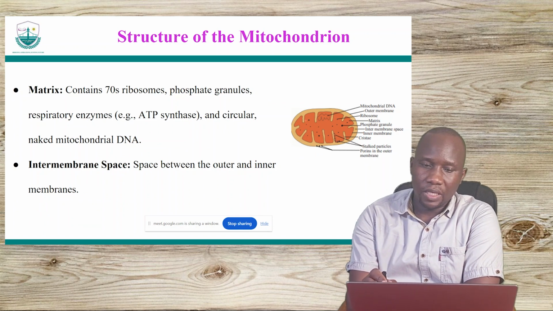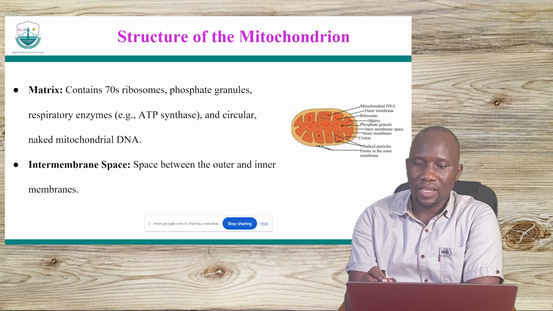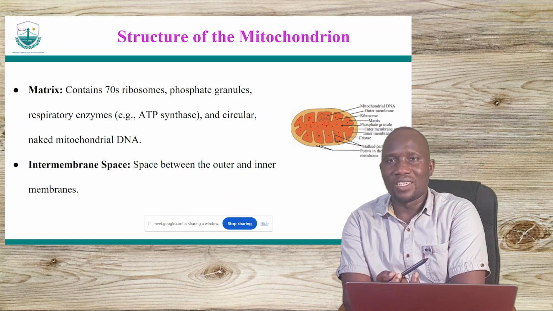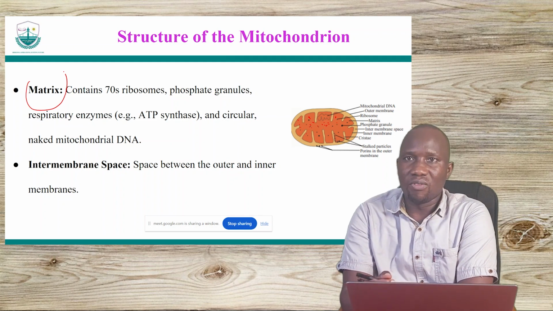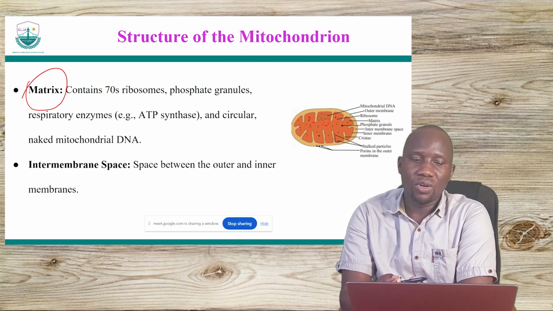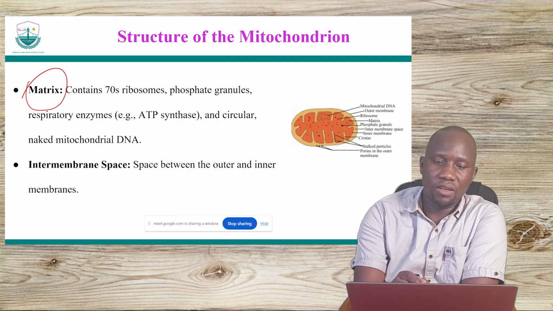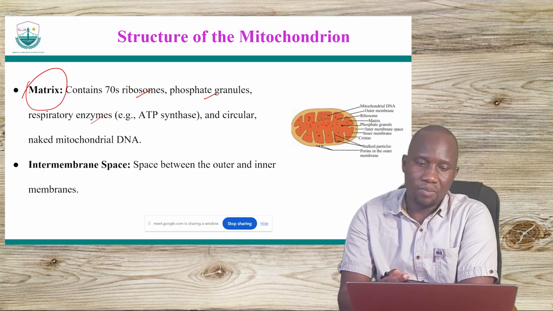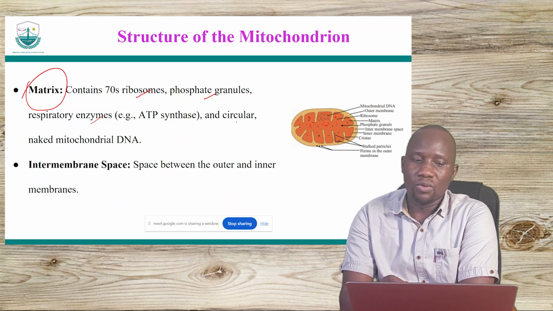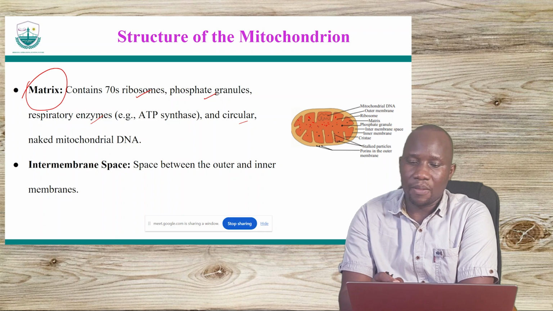Inside, we have this fluid-like substance, like for example what we can term cytoplasm. That's basically called the matrix. It contains a number of things: the ribosomes, the phosphate granules, the respiratory enzymes, for example ATP synthase enzyme, and also mitochondrial DNA.